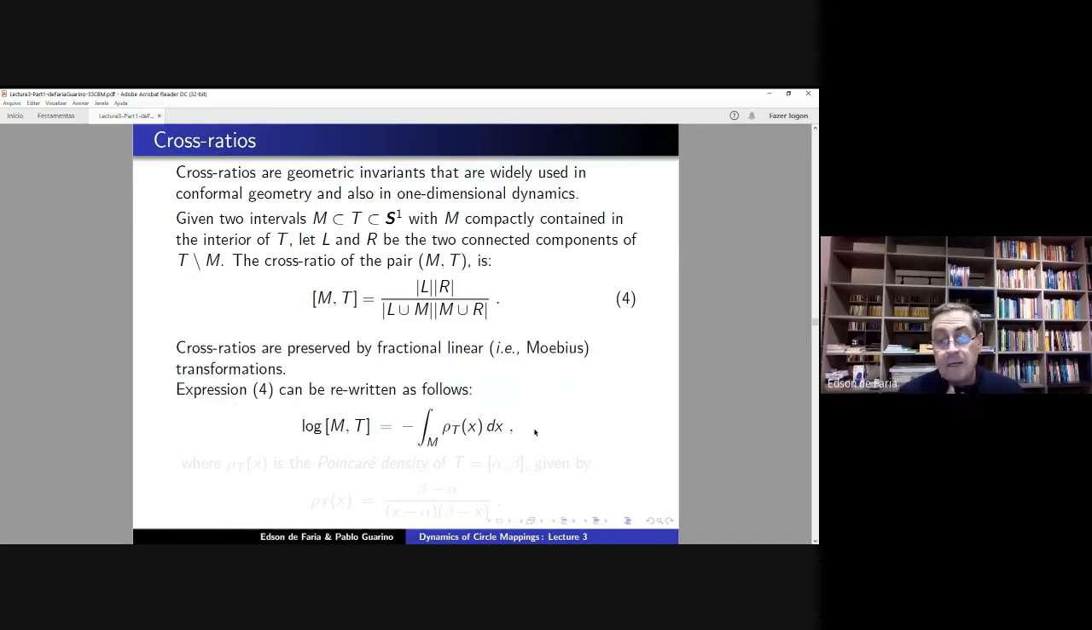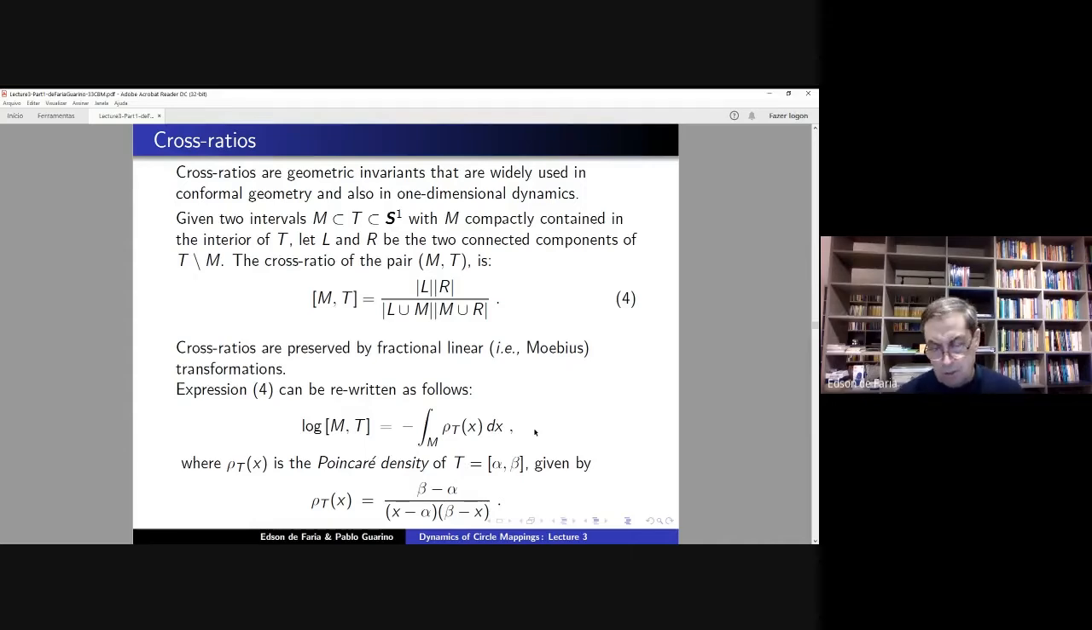And another way of writing this formula is the following. If you take the logarithm, it's a computation. It turns out that the logarithm of the cross ratio, the way it was defined here, is minus the integral over the interval M, which is the one inside, of this rho sub T of x. What is this? This is the Poincaré density of the interval T. So if the interval T is the interval going from alpha to beta, then rho sub T is defined in the interior of T, and it's given by this expression that you see here at the bottom.